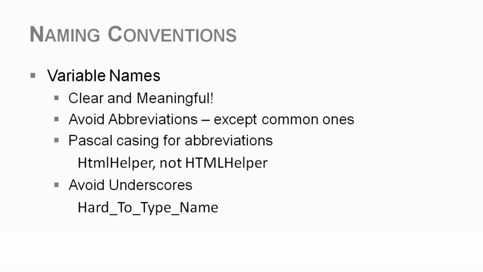Also, avoid abbreviations, except really, really common ones, such as ID or FTP or HTML. These days, we don't really have to worry about the length of our variable names, so make them completely clear and don't allow any confusion. And we're supposed to use Pascal casing for abbreviations, so HTML is capital H, lowercase TML, as opposed to all uppercase HTML. And we're hoping to not use underscores, except of course, if it's the first underscore of a member that we talked about before.